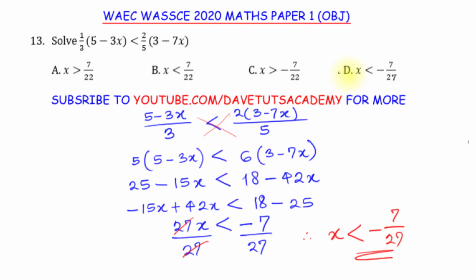And looking at the options that we have, we can see that that is option D, corresponding to x is less than minus 7 over 27. So that's the correct answer to this question.